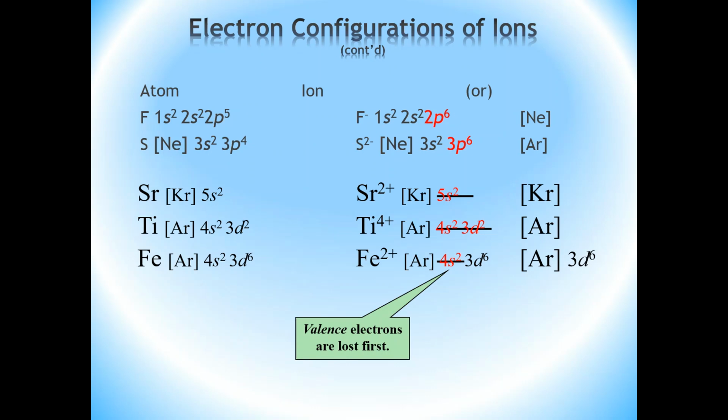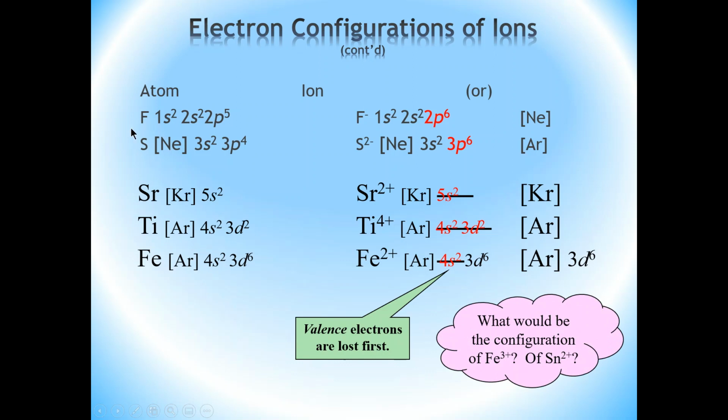All right. So here are some examples. In the case of fluorine, to form the fluoride ion, you add an electron to the 2p sublevel here, and you end up with this electronic configuration, which is the same thing as the electronic configuration of neon. In the case of sulfur, this is the electronic configuration.